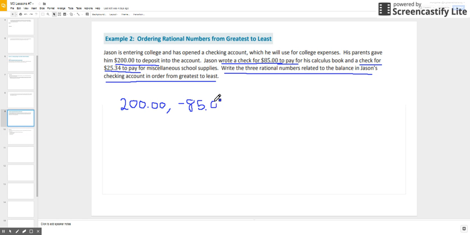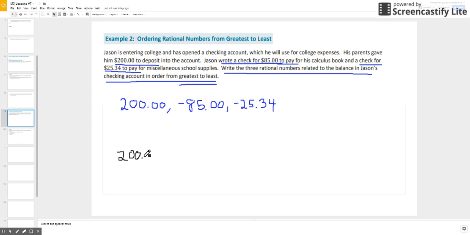And the last one, he also writes a check for $25.34. So if he writes that check, that is negative $25.34. Now we have to order these from greatest to least. Sorry, I apologize at first I said least to greatest. Please make sure you identify what they want you to do. Whenever you're talking about greatest to least, the positive number always comes first. Since there's only one positive number, positive $200 has to come first.